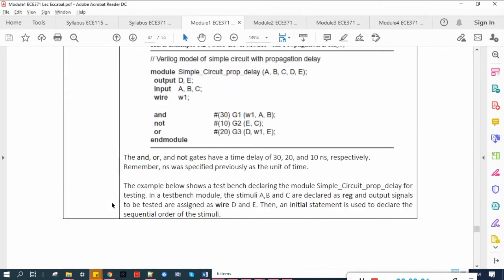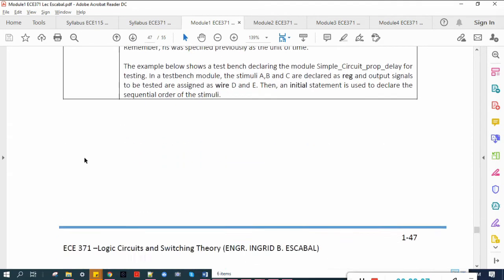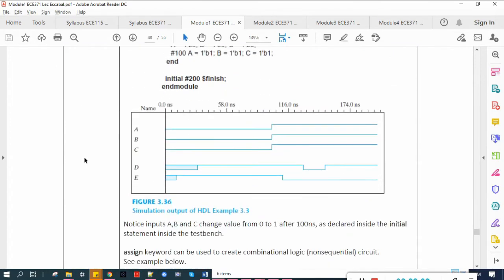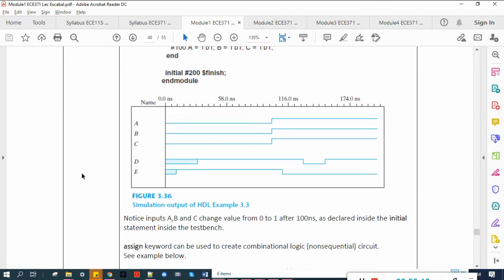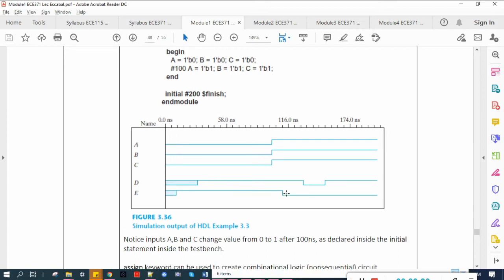Let's check the circuit. NOT, OR, and AND: 10, 20, 30. It's not clear here anyway. So this is the behavior of the output.